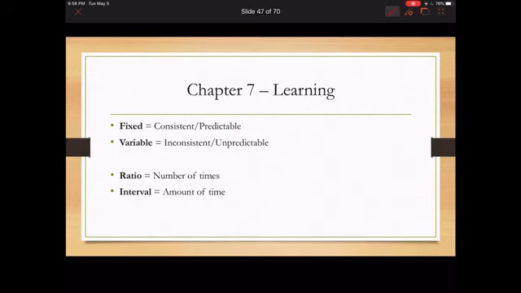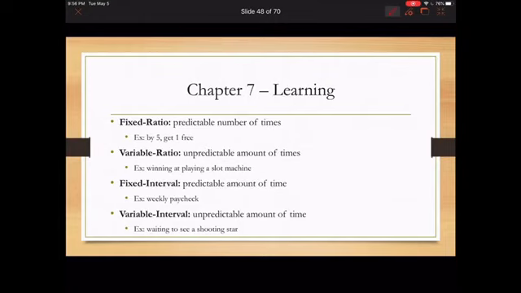Okay, this is those reinforcement schedules. So remember that if it says fixed, that means it's consistent or predictable. You know when it's going to happen. If it's variable, it's inconsistent, unpredictable. You don't know when it's going to happen. Ratio is a number of times, interval is an amount of time or a length of time.